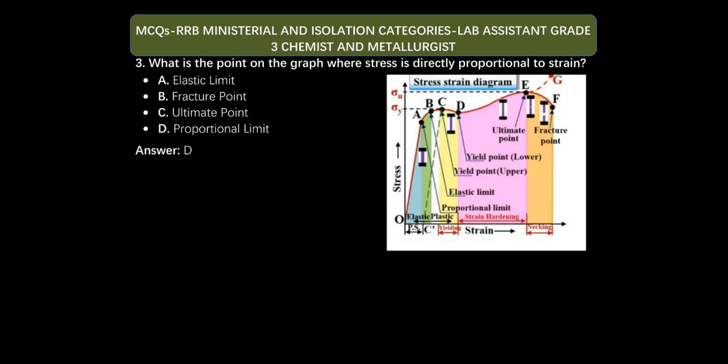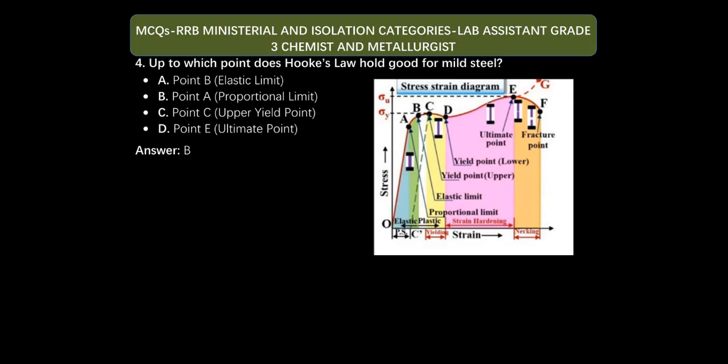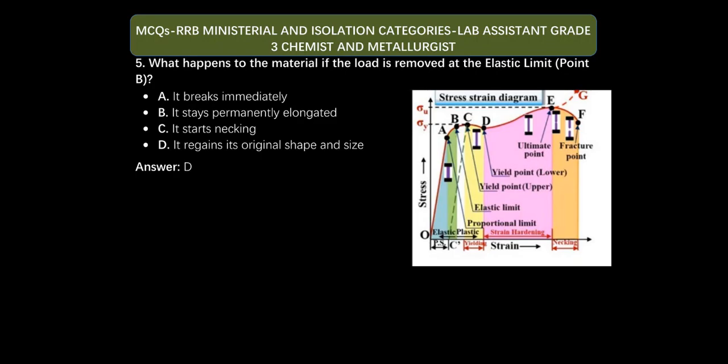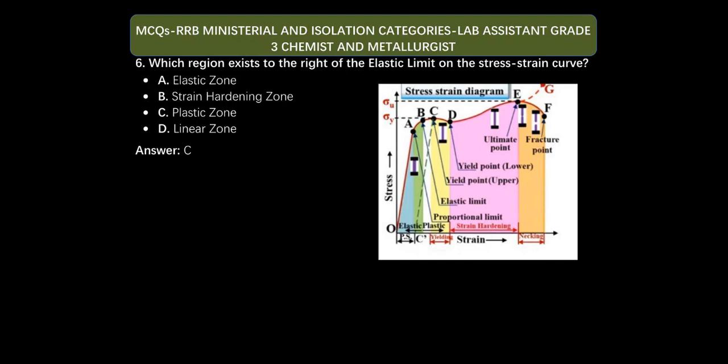Option D, proportional limit. Up to which point does Hooke's law hold good for mild steel? Option B, point A, proportional limit. What happens to material if the load is removed at the elastic limit? Point B. Option D, it regains its original shape and size.